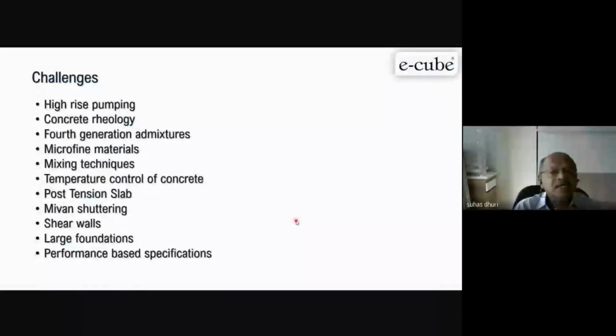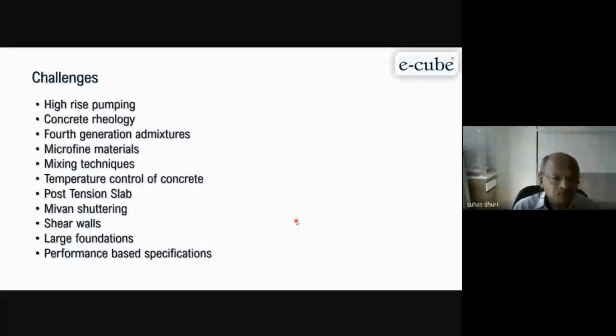Now, what are the challenges in concrete? High-rise pumping is a very big issue today. Once you have about a 200-meter vertical pipeline and anything goes wrong in the concrete, the entire line has to be cleaned again. So before putting your TM on the pumping, you must check the rheology of the concrete. Now rheometers are available, so you can utilize those and go for high-rise pumping. High-rise pumping is totally different from normal pumping.